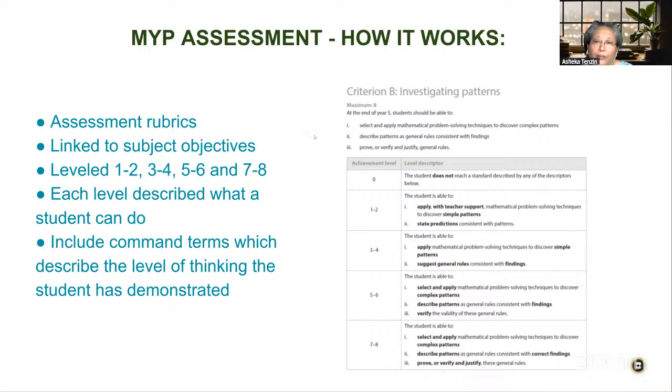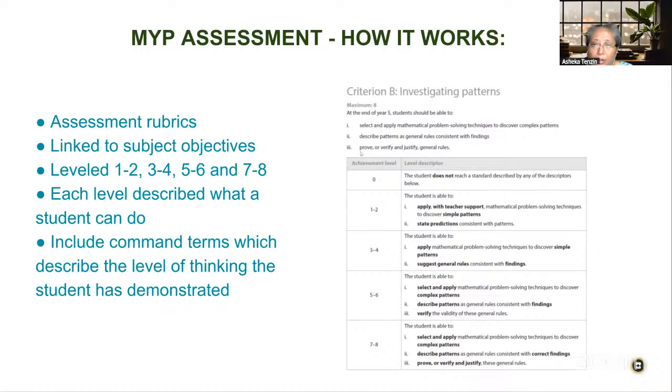Students should be able to select and apply mathematical problem-solving techniques to discover complex patterns. Describe patterns as general rules consistent with findings. Prove or verify and justify general rules. So these 3 pointers are called assessment strands. These are the strands of criterion B.